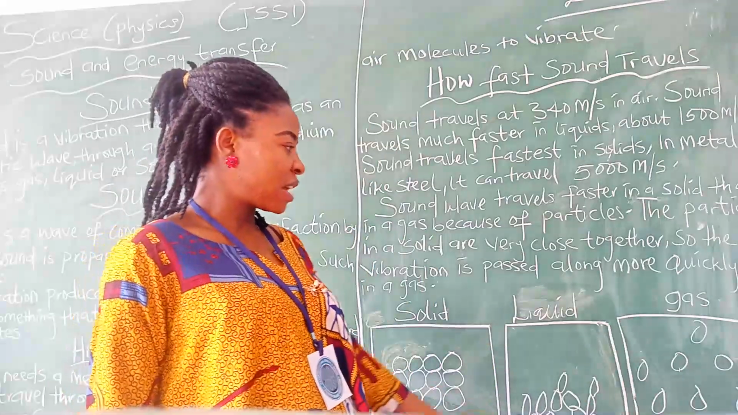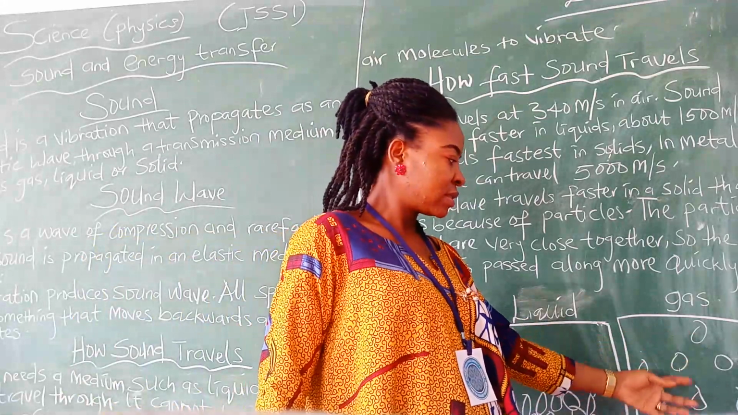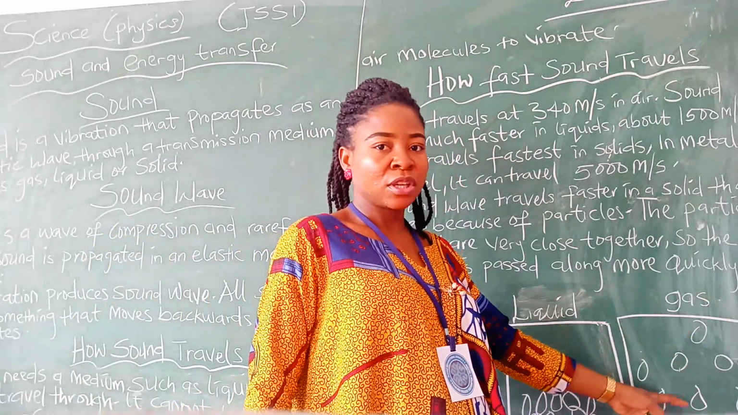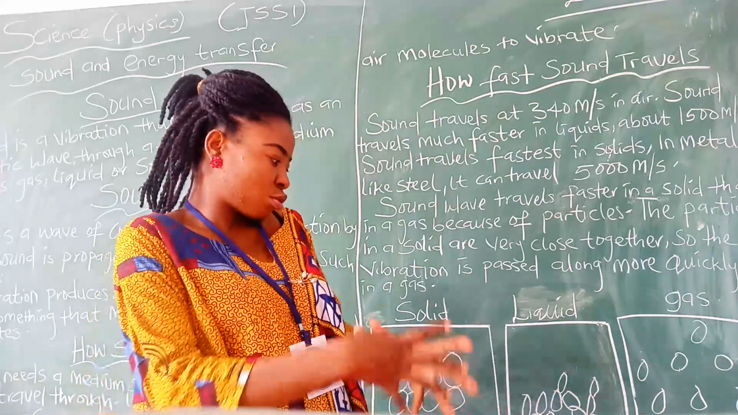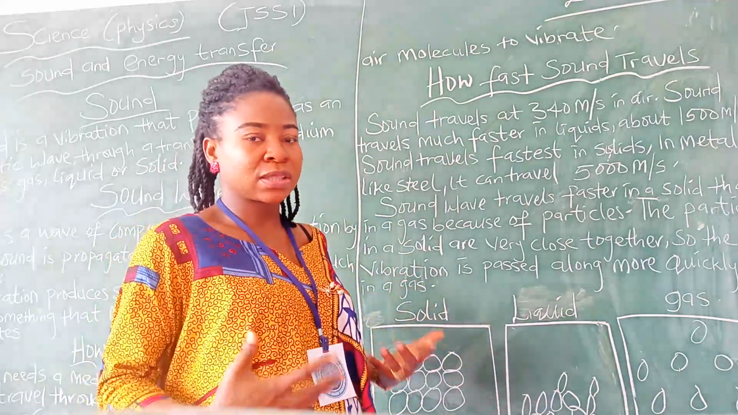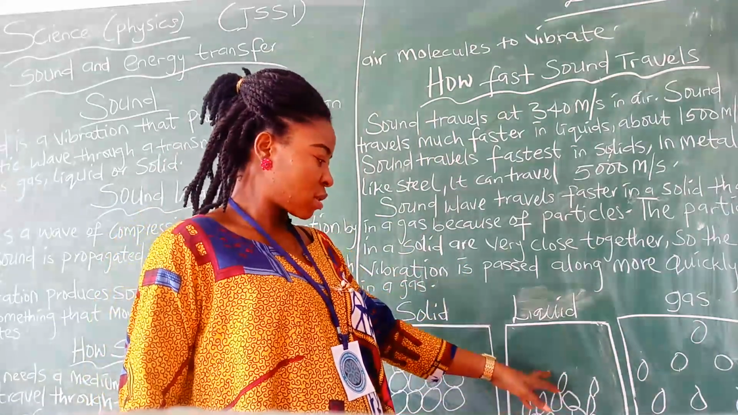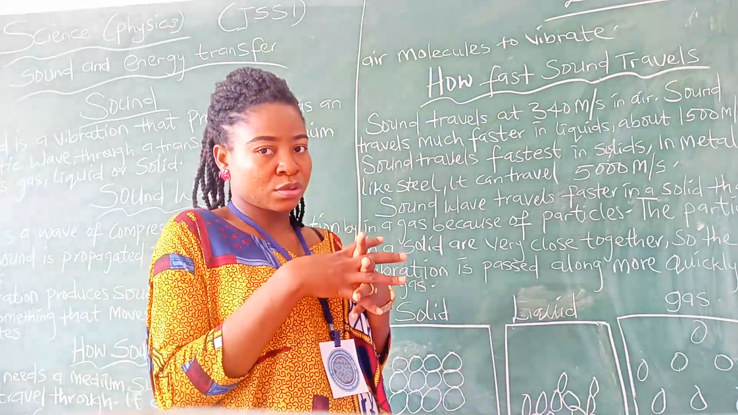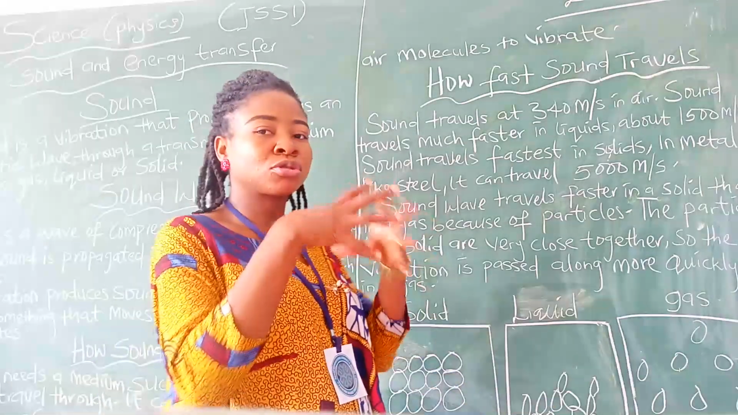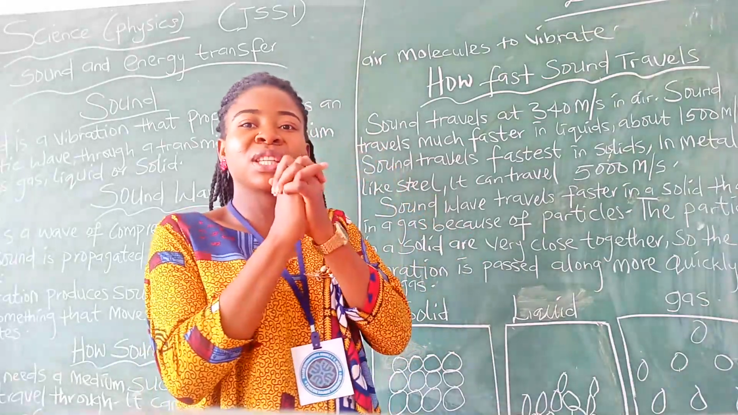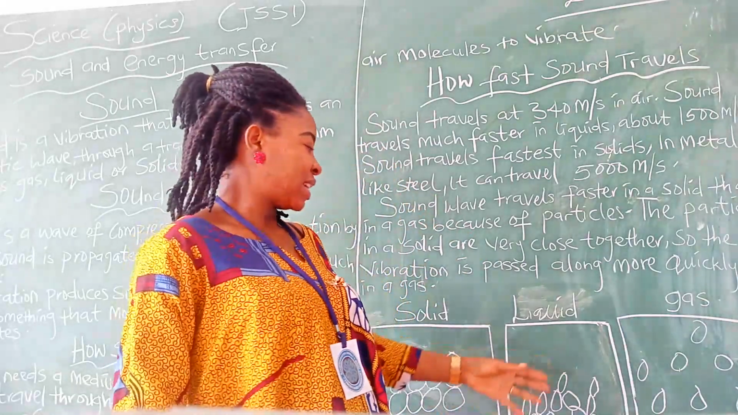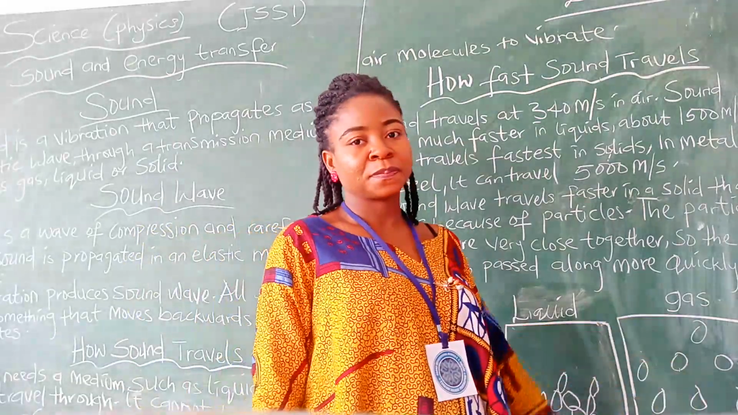Now obviously you see how gas is scattered. So you will see the difference. See liquid. Liquid is not scattered. It has little space, but at the same time it is together too. But solid is more joined, more united.